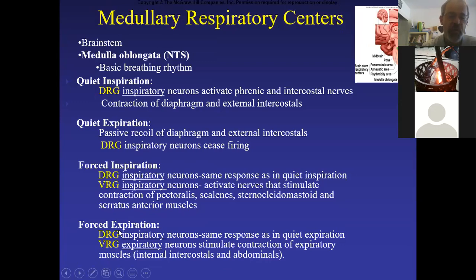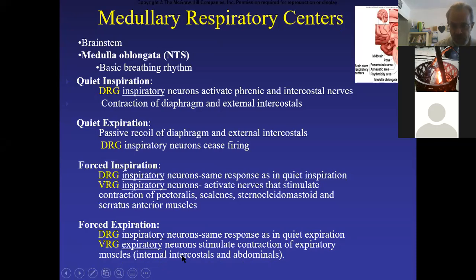With forced expiration, as you know, the inspiratory neurons are basically silent because they've recoiled. But the VRG has expiratory neurons that stimulate contraction of the abdominal muscles, the internal intercostals, and the abdominals, which would be the obliques and rectus abdominis. So we're looking at the same muscles, right?